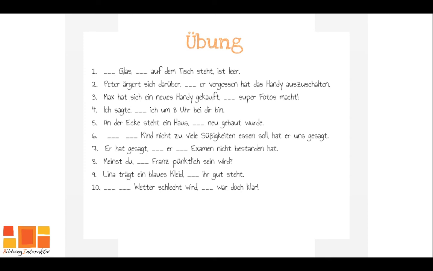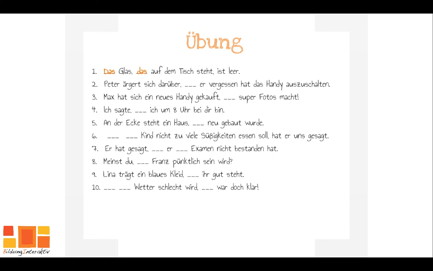Okay, I guess you're finished by now. And the first sentence, jenes Glas or dieses Glas, welches auf dem Tisch steht, ist leer. So you see, I can replace both times with another word. Das Glas, das auf dem Tisch steht. Das Glas, definite article, which is on the table, relative pronoun, das auf dem Tisch steht, referring to das Glas.